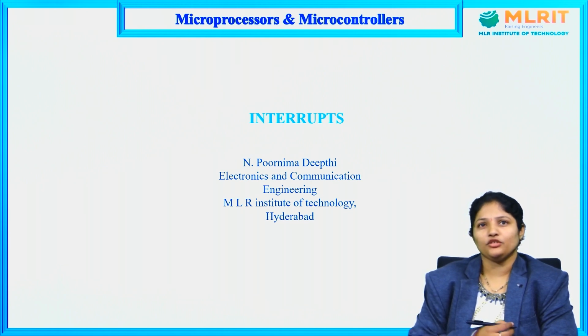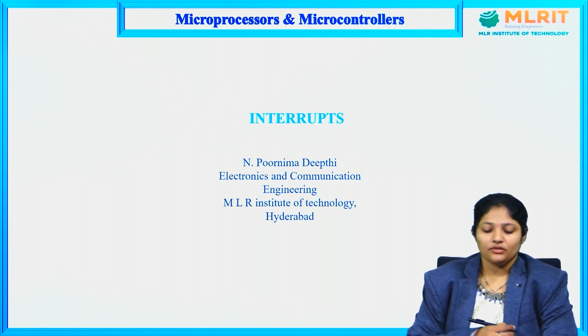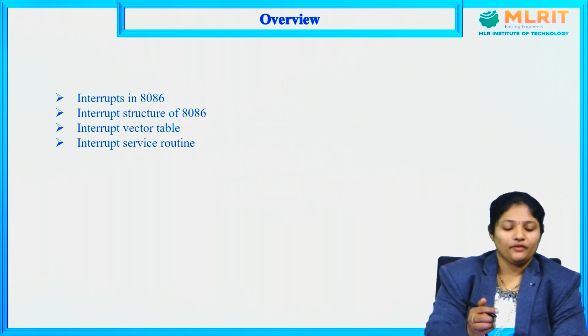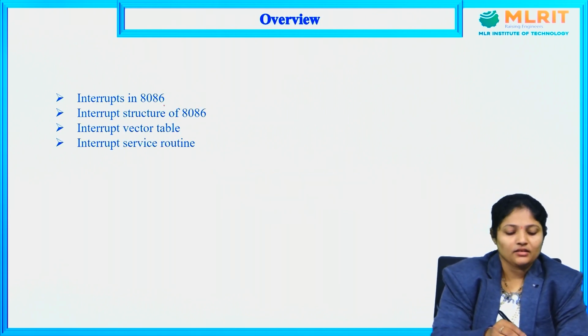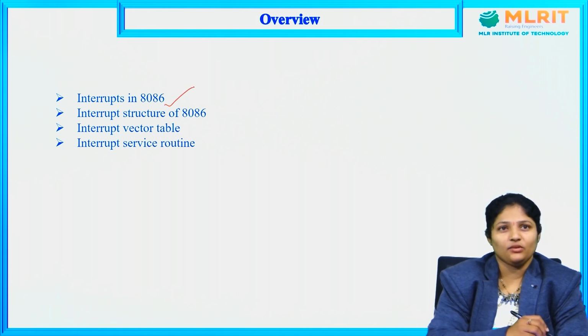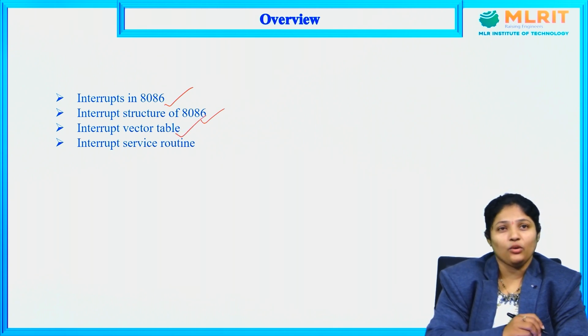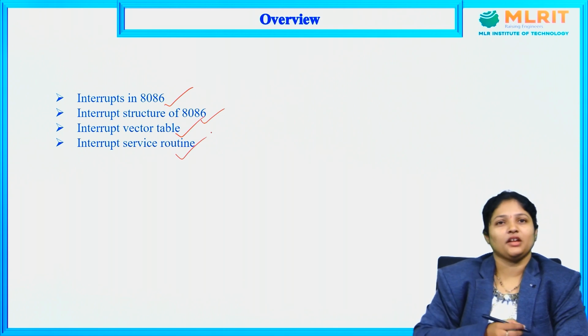If anyone wants to know what a microprocessor is and what the basics of a microprocessor are, please do watch the previous videos. So today's topic is interrupts. The overview of today's topic is: what are the interrupts present in the 8086, how the structure of interrupts is in the 8086, what a vector table is, how the vector table is stored in the memory, and what an interrupt service routine is.